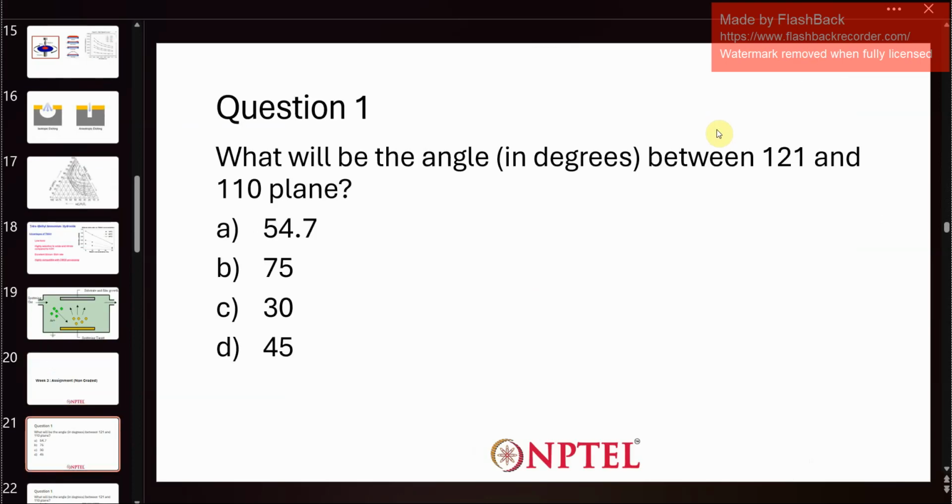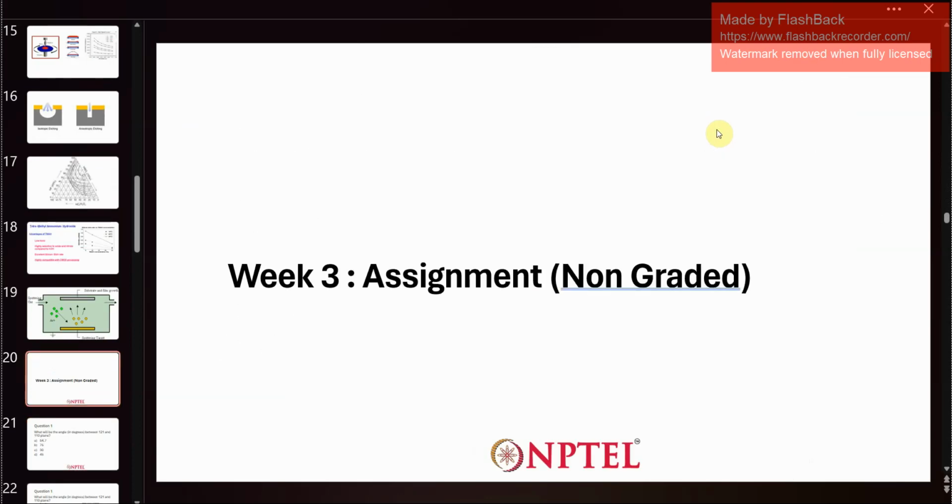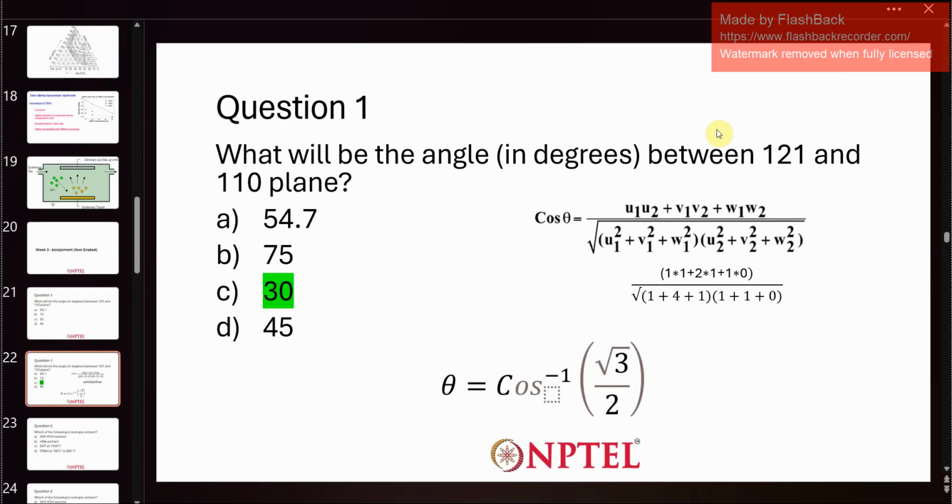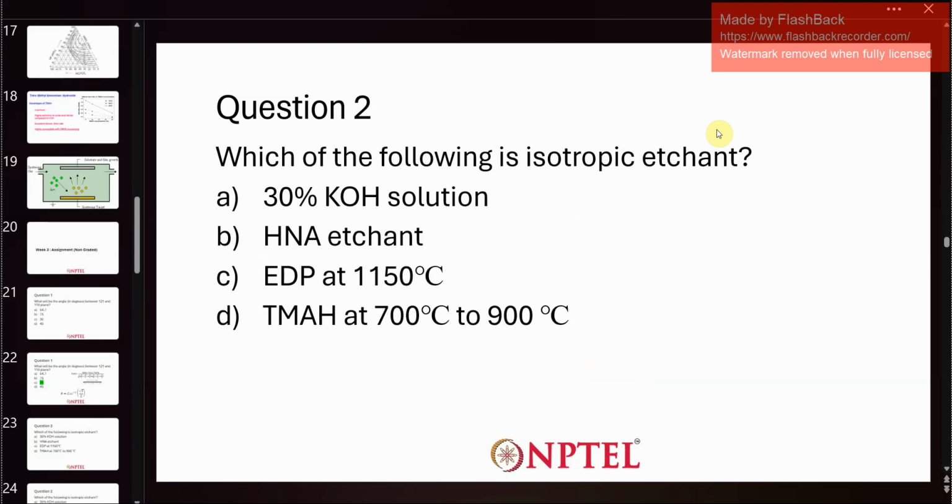So then we came up with the practice assignment. The first question was what will be the angle in degrees between the two planes, the 1 1 1 plane and the 1 0 0 plane. So as I said, you have the formula, so you have to substitute the intercepts and you will get the answer. So this is fairly simple.